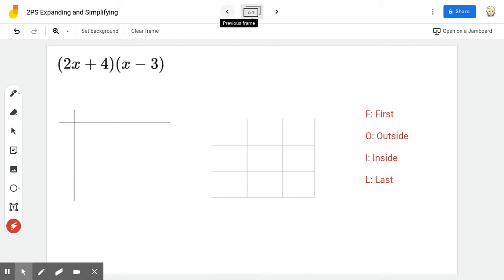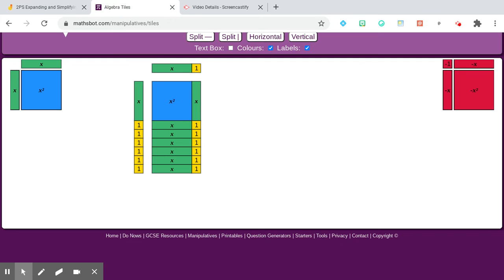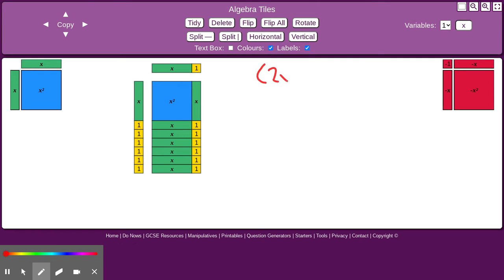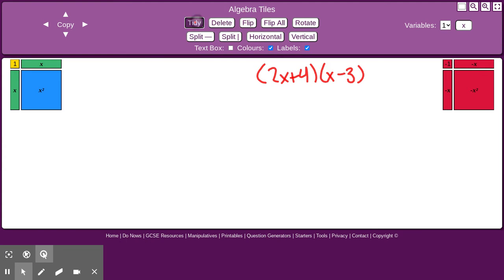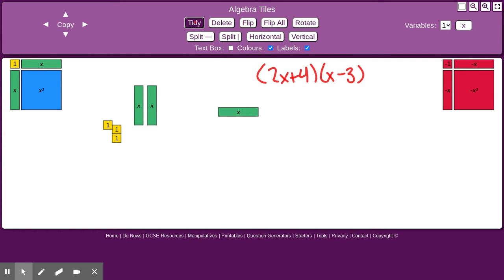So let's do 2x plus 4 and x minus 3. Let's look at that. 2x plus 4 and x minus 3. There we go. So 2x would look like this. There's two x's, and then plus 4. And then x minus 3 would look like x and then minus 3. So those are negative ones. So just like before, we're going to line them up like this and start filling in the blanks by multiplying these things together.